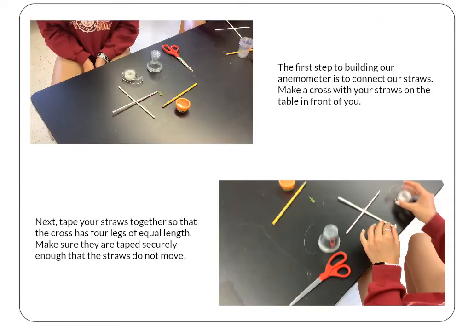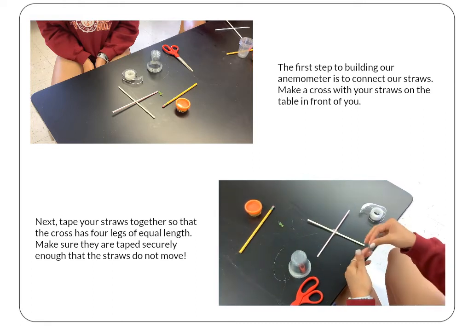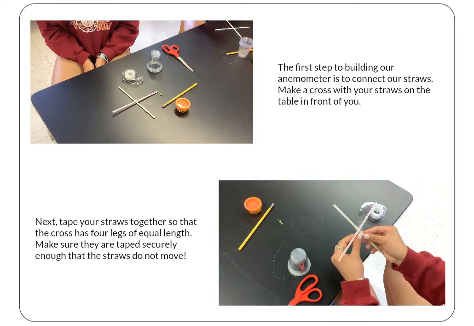The first step to building our anemometer is to connect our straws. Make a cross with the straws on the table in front of you. Then, tape your straws together in the middle so that your cross has 4 legs of equal length. Make sure they are taped securely enough that the straws don't move around.